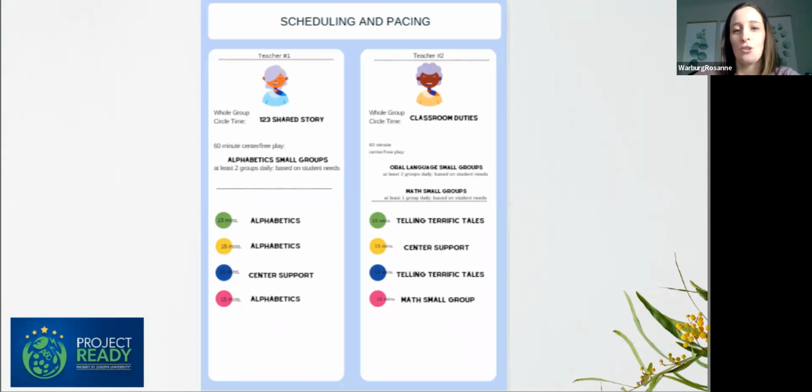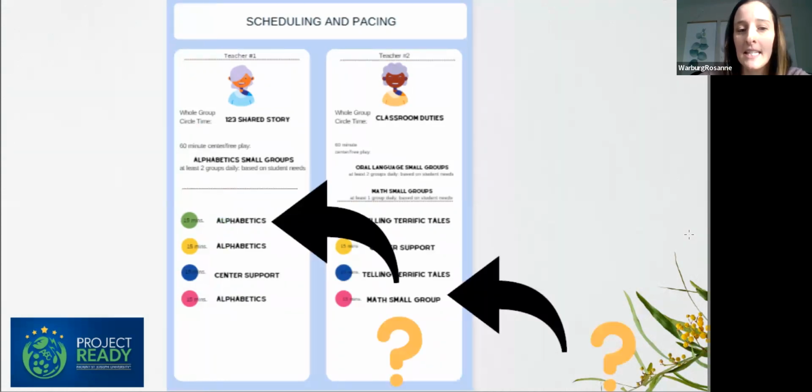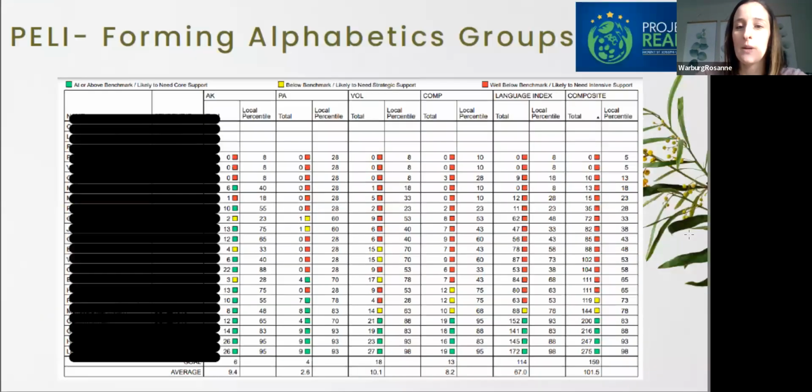It can be a teacher and an assistant, or a teacher and a volunteer, whatever you have available to you. And let's take a look at these pieces here, the alphabetics and the small group. Those are the two where we really want to target our students' specific needs. So the question is, how do we do that? How do we put them in small groups?